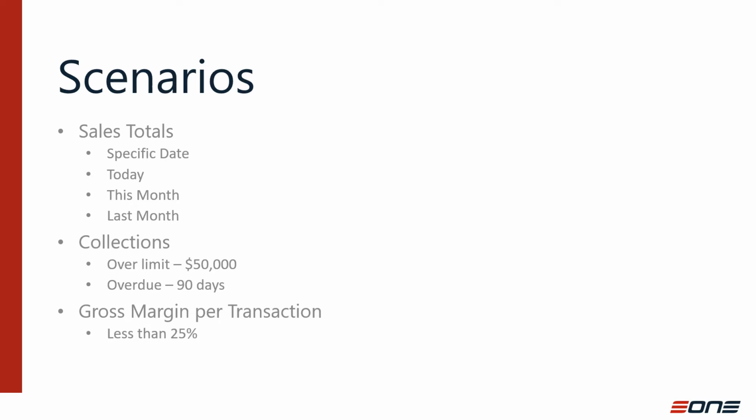The next scenario is going to be around collections and how can we find customer balances that are over 50,000, and then also how do we find customers that haven't paid and are overdue by 90 days. And then the last scenario is gross margins and how we can find transactions that are less than 25%.